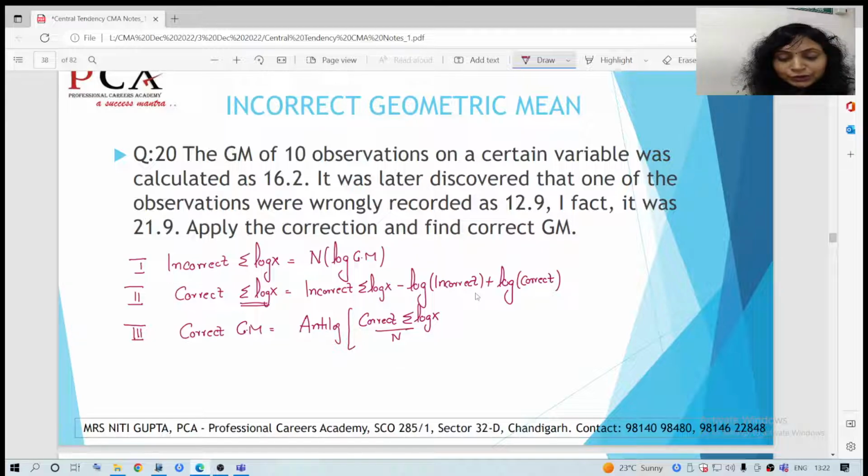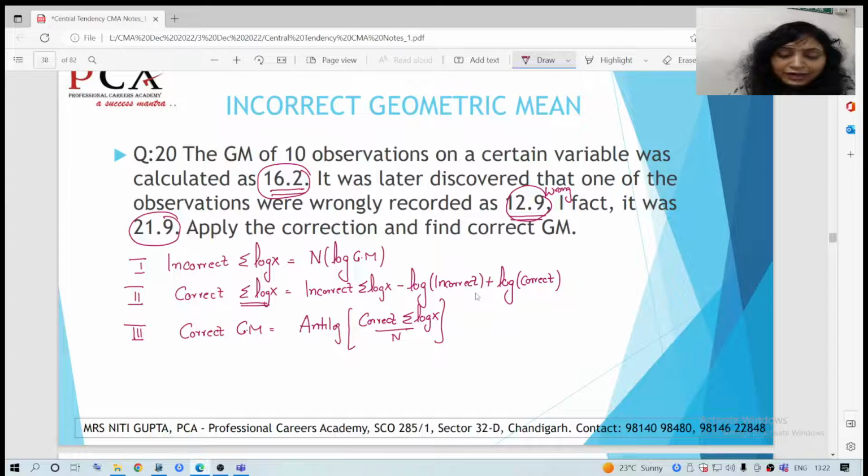Now let's do this question. In the last class we have discussed this question in a very fast forward manner, so let's continue that. Geometric mean of 10 observations on a certain variable was calculated as 16.2. So this is the geometric mean of 10 observations. It was later discovered that one of the observations was wrongly recorded as 12.9. So this is the wrong item, where the correct item is 21.9. So you have to apply the correction and find out the correct geometric mean.